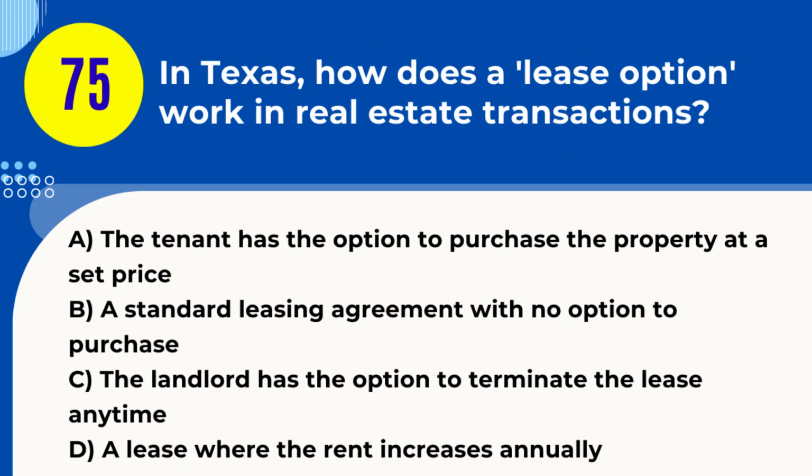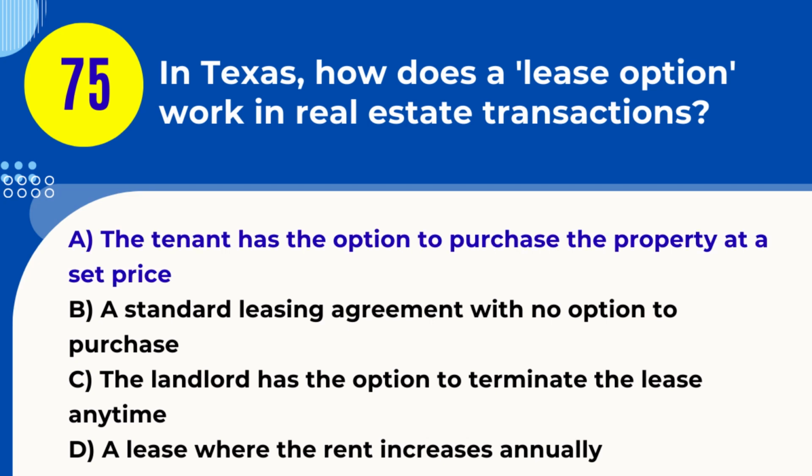Question 75. In Texas, how does a lease option work in real estate transactions? A. The tenant has the option to purchase the property at a set price. B. A standard leasing agreement with no option to purchase. C. The landlord has the option to terminate the lease anytime. D. A lease where the rent increases annually.